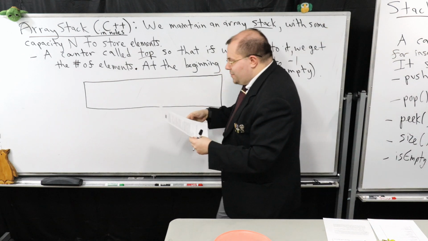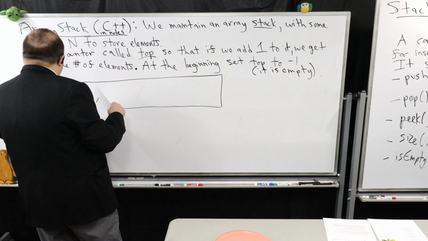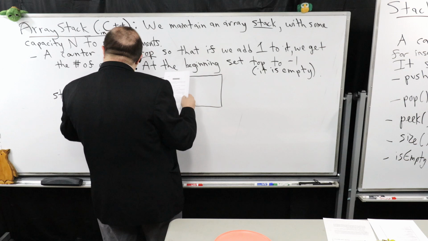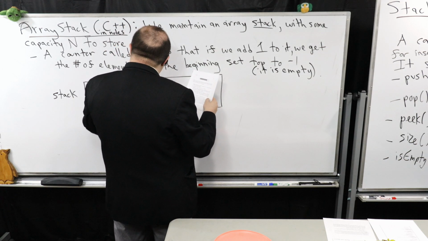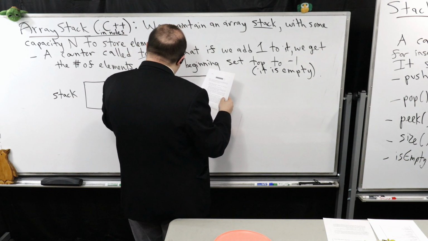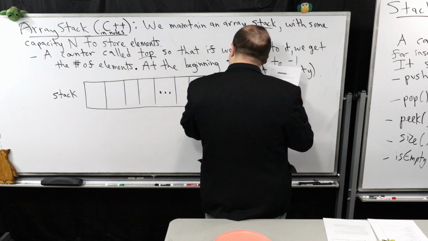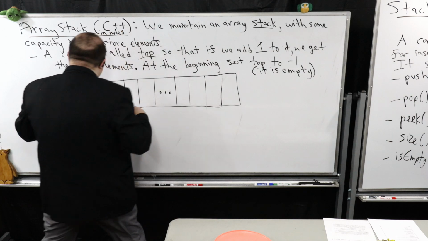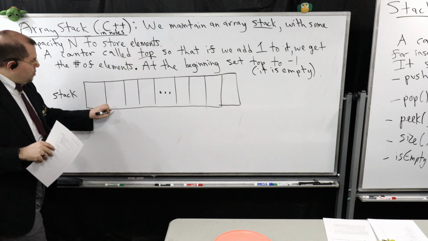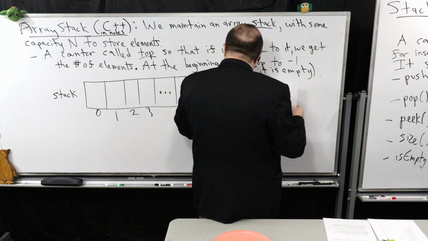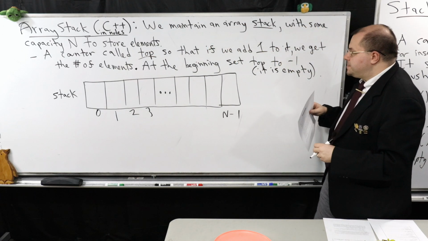So imagine I have an array. Now remember, my array, I'm going to call it stack. So let's talk about each one of these operations. I'm just going to imagine I have a whole bunch of elements here. And it starts off 0, 1, 2, 3, goes all the way up to capital N minus 1.